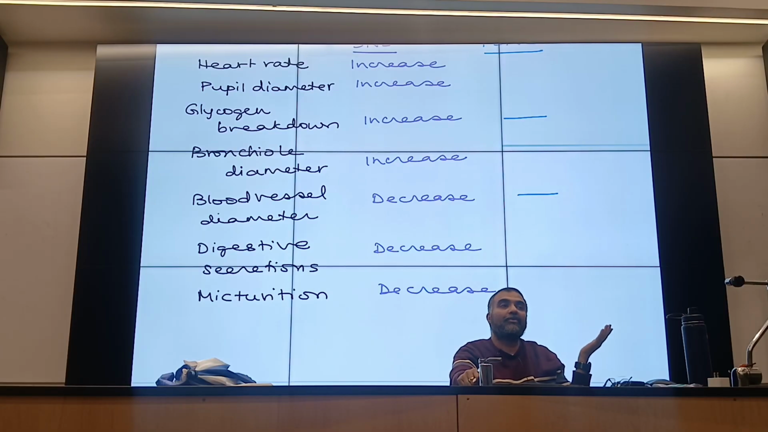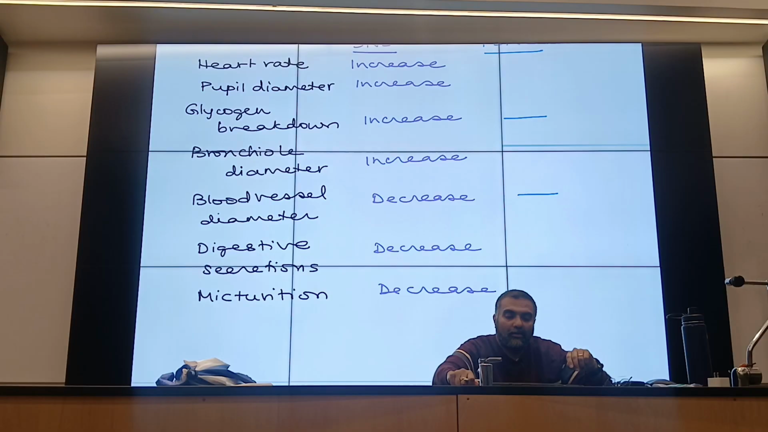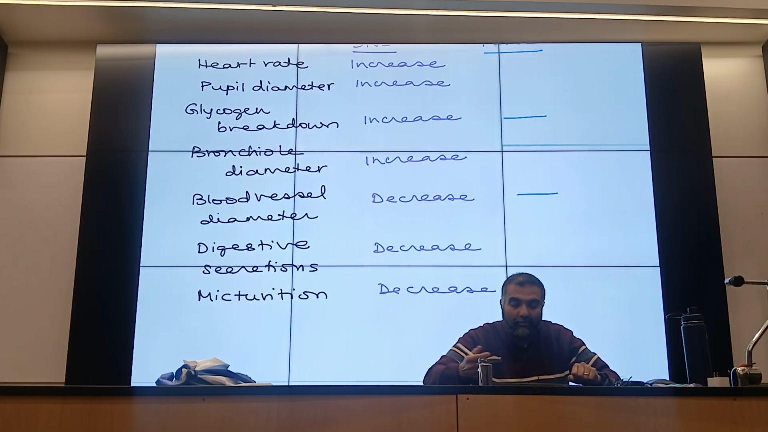Okay? Now how stupid are you? Right? Why would you do that? You lost a protective mechanism. So anyway, micturition is inhibited. You don't want to pee. Okay?